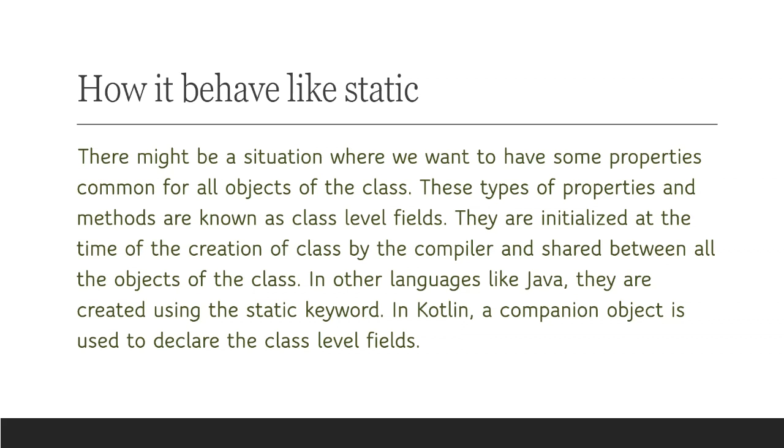These types of properties and methods are known as class level fields. They are initialized at the time of the creation of the class by the compiler and shared between all the objects of the class. In other languages like Java, they are created using the static keyword as we have done many times, but here we have a choice to go with the companion because static is not working here.